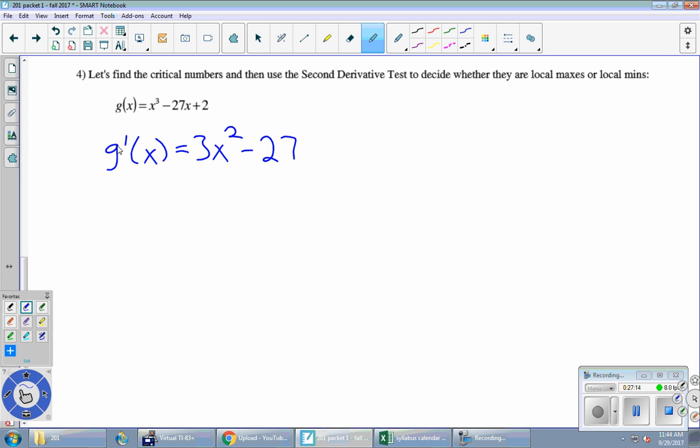And then to find the critical numbers, what do I do with this derivative? Set it to 0. And now we've got a little bit of algebra to do. Totally okay to add the 27 to both sides. 3x squared equals 27. And so x squared is 9. But I've seen people go wrong right here. Is x equals 3 the only critical number? Plus or a minus? Really easy to forget to do that. Plus or minus 3. Those are our 2 critical numbers.